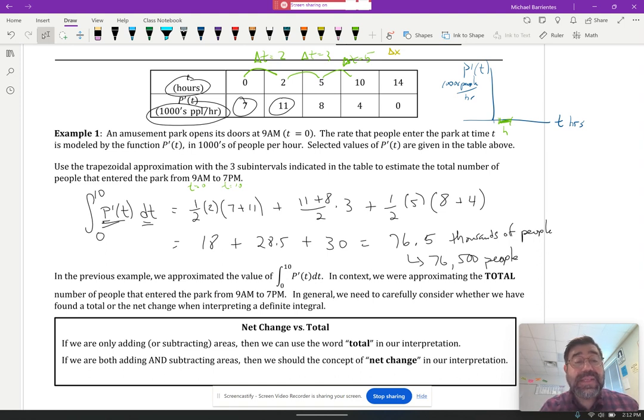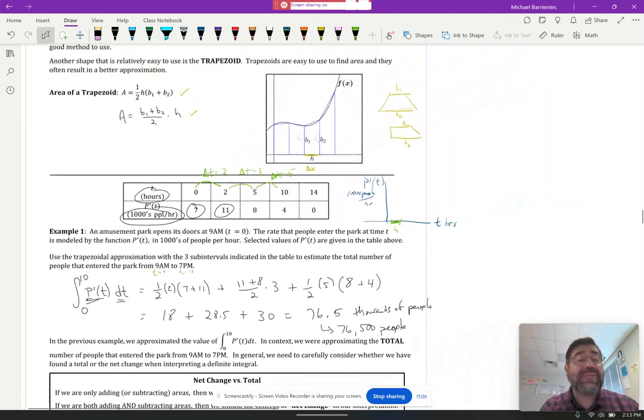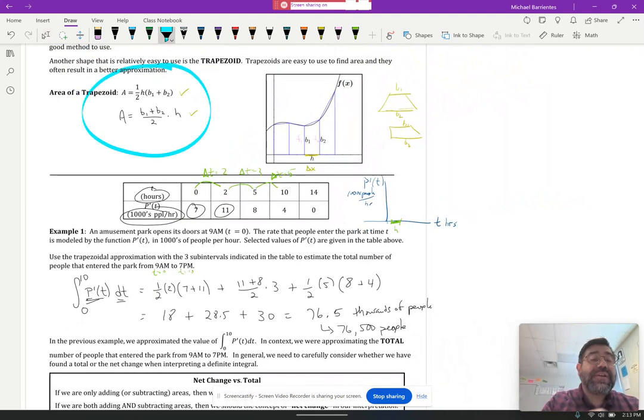And that completes one example of a trapezoidal approximation. We'll do more here in the coming videos, but that's just to get us started and remembering that these formulas that are here, we need to remember and have stored in our brains.